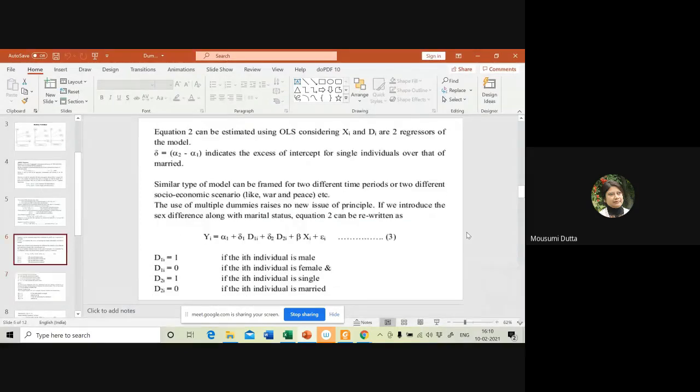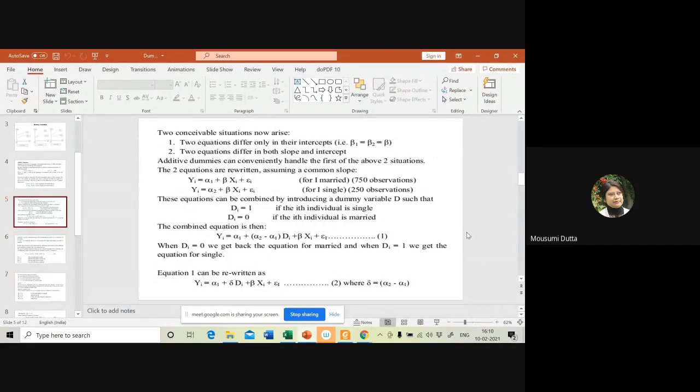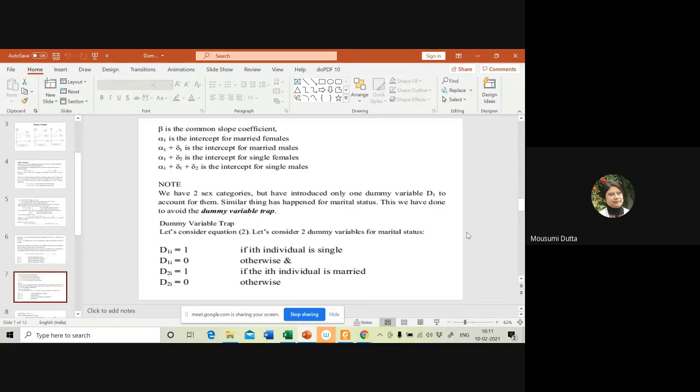Okay, so let's go back to equation number 2. This is equation number 2, where we have a single dummy variable, yi is equal to alpha 1 plus delta di plus beta xi plus epsilon i. That is, we have the category marital status here. So let's consider two dummy variables for marital status. D1I is equal to 1 if the individual is single, 0 otherwise. Again, D2I is equal to 1 if the individual is married, 0 otherwise.